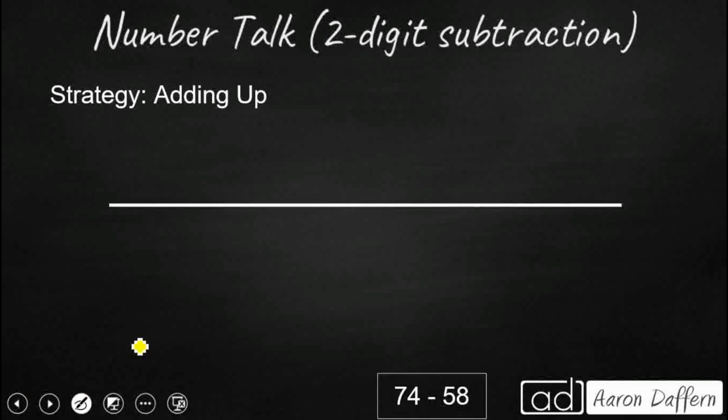So the first strategy that we could have used is called adding up. And what we do is we take our second number, the smaller number, it's called the subtrahend. It's got a special name in a subtraction problem. And we're going to start there, and we're going to try to get all the way up to our bigger number, larger number. And that's called the minuend.